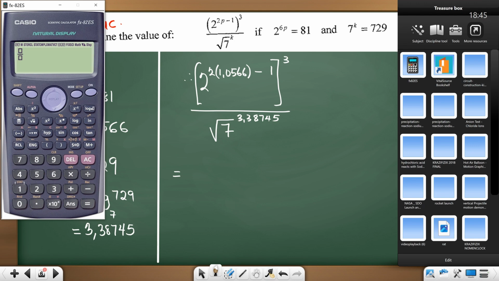All right, we start with that bracket, 2 there, exponent, 2 into bracket 1,0566, close the bracket, minus 1. Then we drop the bracket and cube the whole thing over the root of 7 to the power of 3,38. I'm sure there were learners who did this.